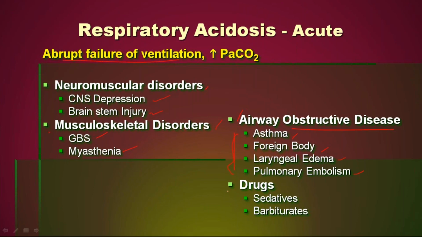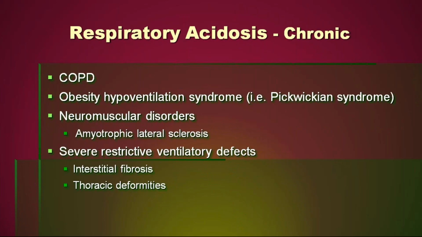All this may also be drug induced. The only thing is you have to remember drug induced causes: sedatives act on the central nervous system, and barbiturates also cause central nervous system depression. This CNS depression can be disease oriented or drug oriented. So drugs can cause it and diseases also can cause CNS depression. That's why you can put the drugs here also, no problem. So these are the conditions for acute respiratory failure.